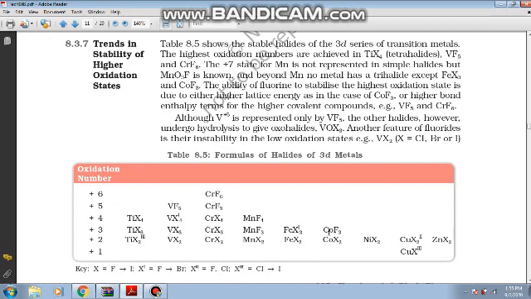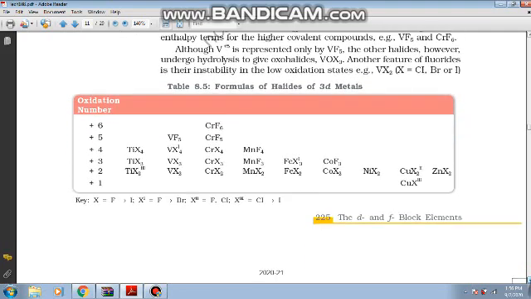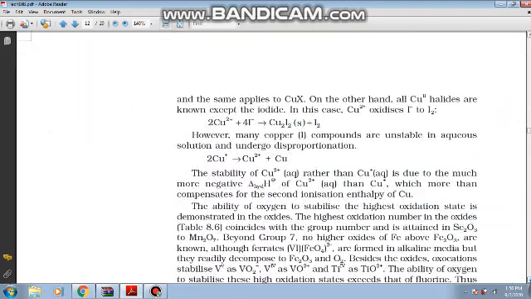And paying attention to all these things, you will see that the highest oxidation state for any element is exhibited in its fluoride rather than chlorides and bromides. Fine, because fluorine is having the highest electronegativity value, so it is more capable to pull out electrons from the metals.